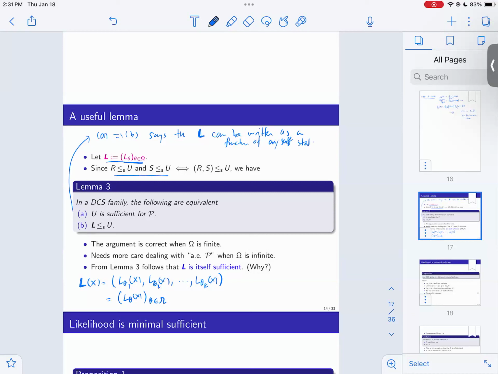Okay, B implies A. It's a consequence that L is sufficient. So I have a statistic which is sufficient, and if I give you any other sufficient statistic, it can be written as a function of it. So it's by definition minimal sufficient.